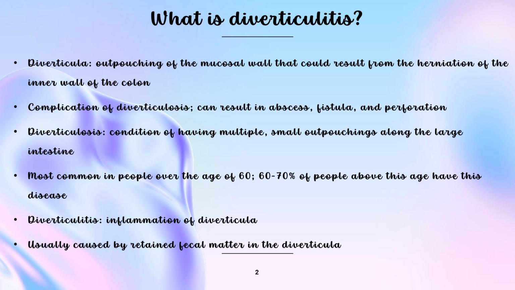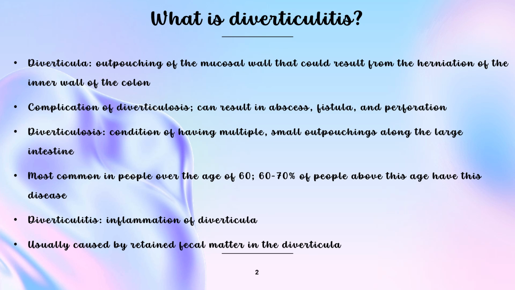Diverticulitis is a complication of it. All those little outpouchings get inflamed. This is usually caused by retained fecal matter in the diverticulum, which I know sounds kind of nasty. The fecal matter gets trapped in the diverticulum by the narrow opening of the neck, and it causes inflammation of the mucosal lining, which can then lead to the perforation of the diverticulum.